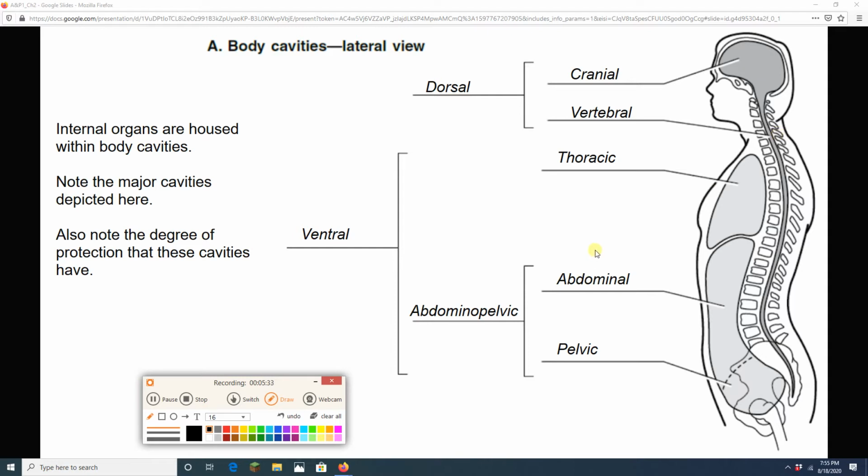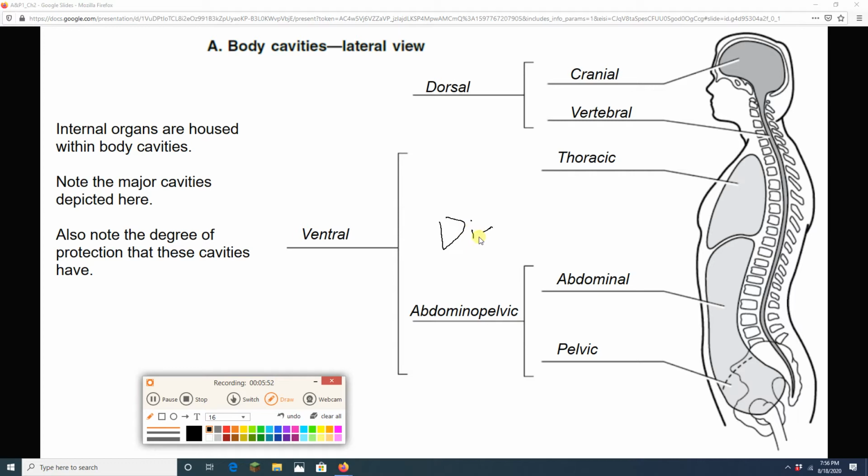Now, the anterior body cavity or ventral body cavity, this whole big thing right here. Now, it is actually separated by a muscular partition right there. That muscular partition is called the diaphragm.